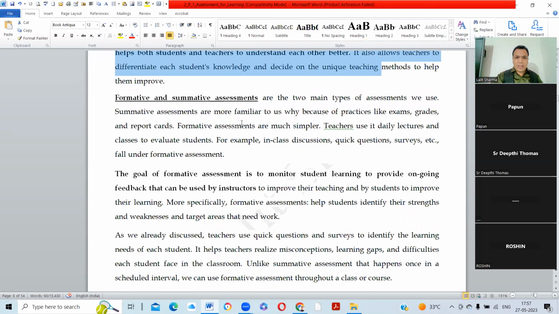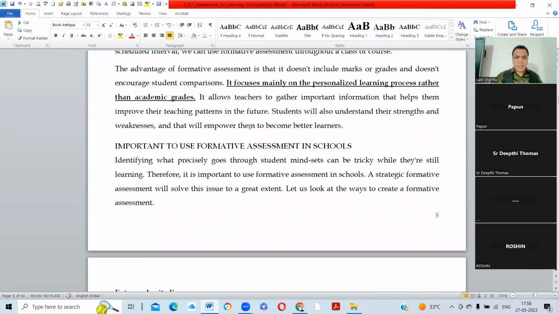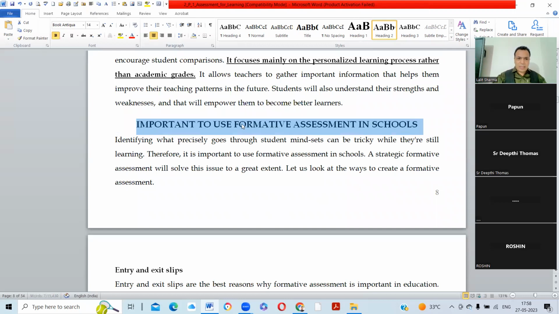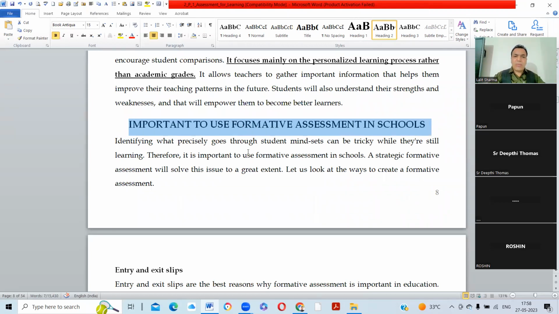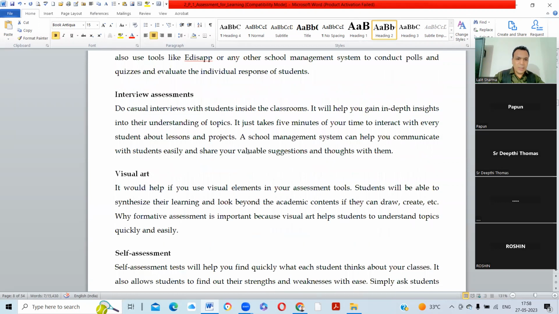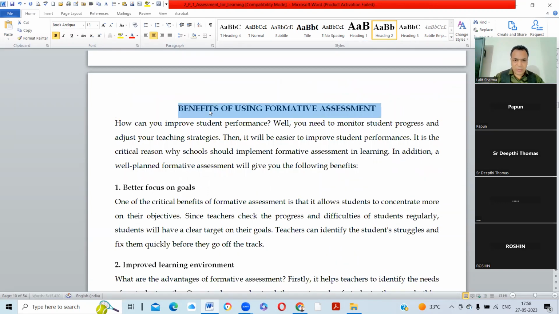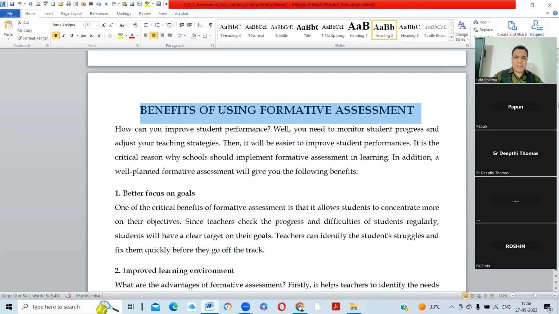Assessment, then formative, summative, you can talk a little bit, but the focus is on formative. Now the second part is asking the importance of using formative assessment in school. So you have to tell that. Then the benefits, this was asked in the question. What are the benefits of using formative assessment?